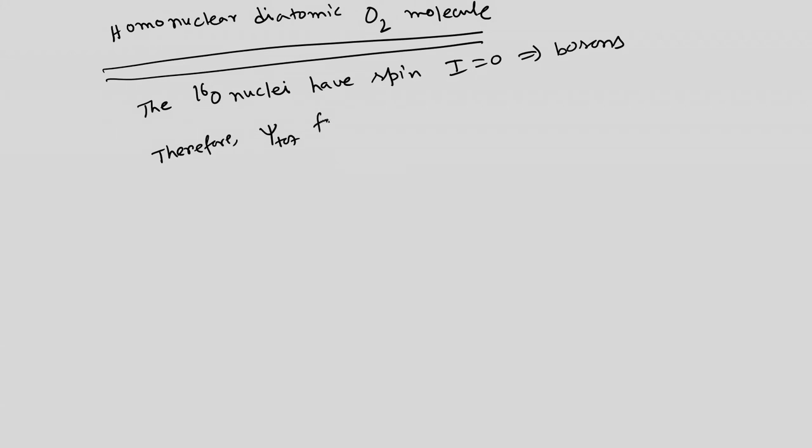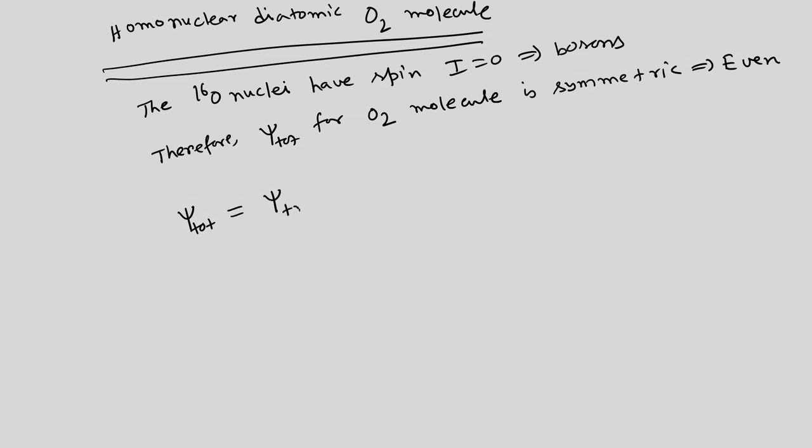Therefore, psi total for the O2 molecule is symmetric, and this is an even function. Now, we know what psi total is, we discussed, okay. Psi total is nothing but psi translational times psi rotational times psi vibrational times psi electronic times psi nuclear. So, psi total consists of 5 different degrees of freedom: translational, rotational, vibrational, electronic and nuclear motions.